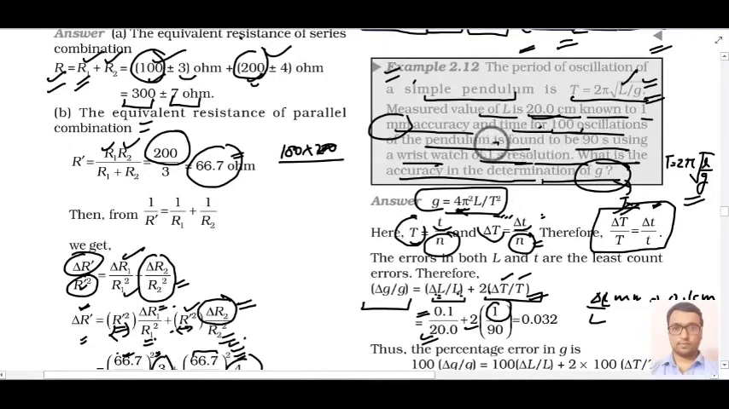It is given that 1 second resolution means 1 second error is possible, divided by total time. And remember, this delta T of 1 second is basically the resolution in 90 seconds, the total time. So we will write delta T by T, that is 1 second error in the time period of 100 oscillations divided by the time period of 100 oscillations, that is 1 by 90, and then you multiply it by 2 because here we have T square. Our final answer will come out to be 0.032.